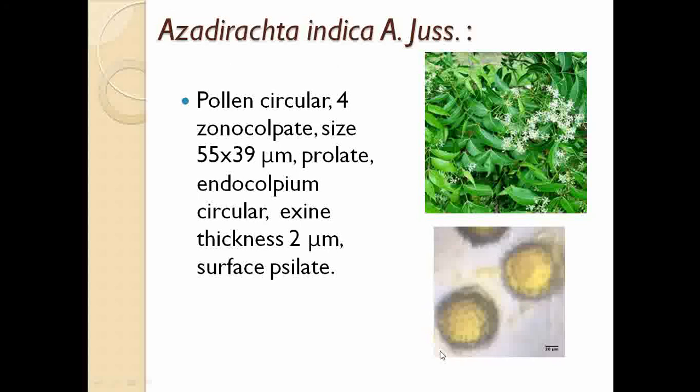It is generally 4 zonocolporate. The size of the pollen grain is 55 into 39 micrometer. Then the exine thickness is generally about 2 micrometer, and the surface is pilate, meaning it is not actually circular, it is somewhat zigzag-like, showing the presence of crust and tuft.